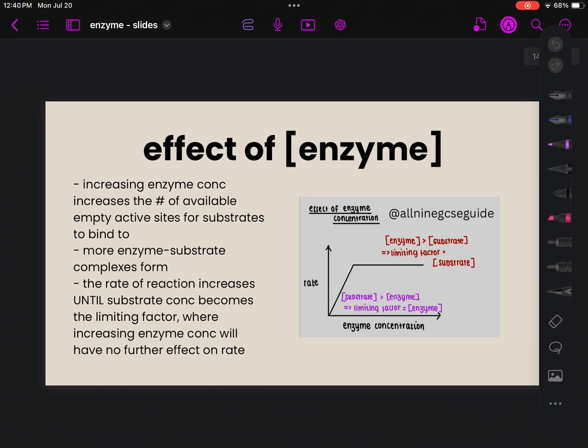Increasing enzyme concentration increases the number of available empty active sites for substrates to bind to. This enables more enzyme substrate complexes to form. The rate of reaction will increase until the substrate concentration becomes a limiting factor, where increasing enzyme concentration will have no further effect on the rate. And once again, I have this really cute diagram, so hop onto the video if you can't see it.